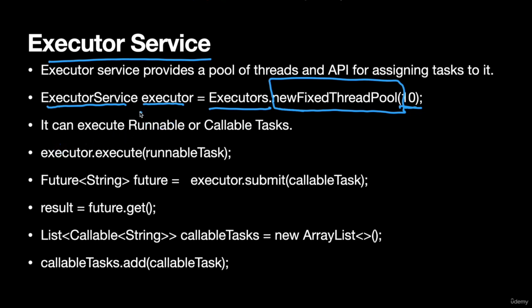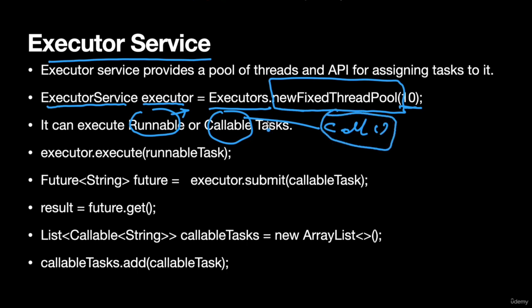It can execute either Runnable or Callable tasks. Runnable we discussed. Callable is similar to Runnable, but it has the call method instead of the run method. The difference is that Callable returns a value. Runnable does not return any value. So once you create the executor, you can use executor.execute and then provide the Runnable task. And whenever you say execute, it will start executing the thread.